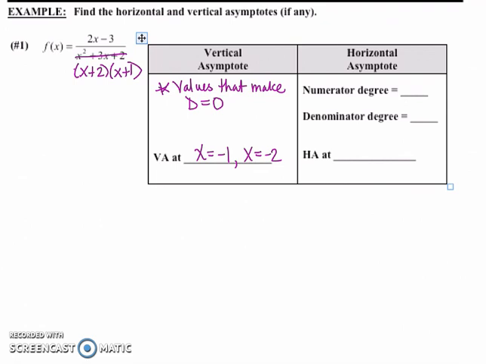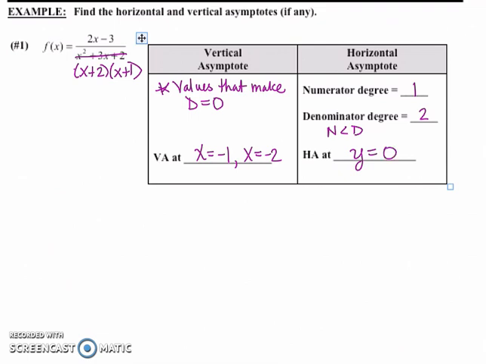Okay, now for the horizontal asymptote, remember that the degree of my numerator is 1 and the degree of my denominator is 2. So the degree of the numerator is less than the degree of the denominator, which tells us that we are going to have a horizontal asymptote at y equals 0.